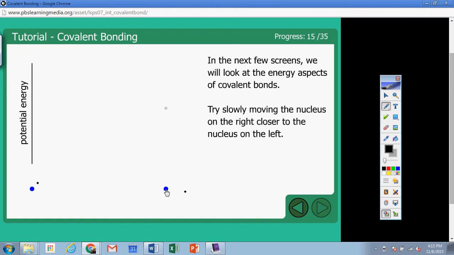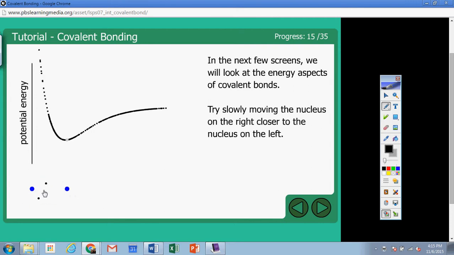As I start moving this nucleus, notice that we're starting to get a lowering of the potential energy as it gets closer and closer to that other nucleus. And hey, look right in the middle, look what's happening. It's hard for me to even keep it there. It's starting to draw itself in. But the electrons are being shared now between those 2 atoms. And there is a natural tendency, since both protons are attracting the electrons, to keep them there at that distance.